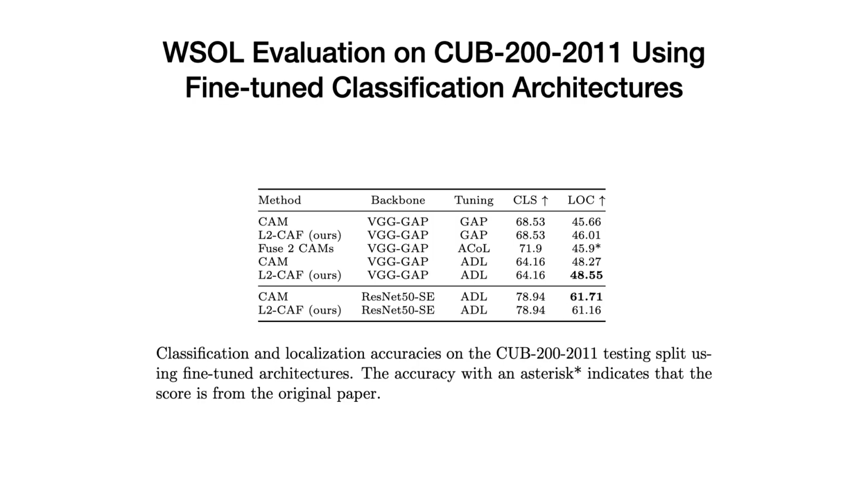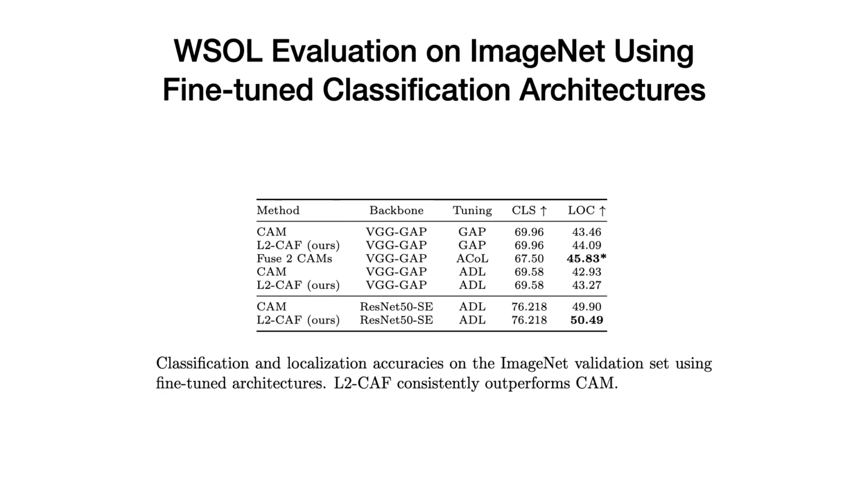Then, we evaluate L2-CAF against CAM and ADL approaches on CUB 200 birds and ImageNet datasets. L2-CAF achieves comparable state-of-the-art results on the CUB 200 dataset. This table shows quantitative evaluation on fine-tuned classification networks using the ImageNet validation set. Again, L2-CAF achieves state-of-the-art results.